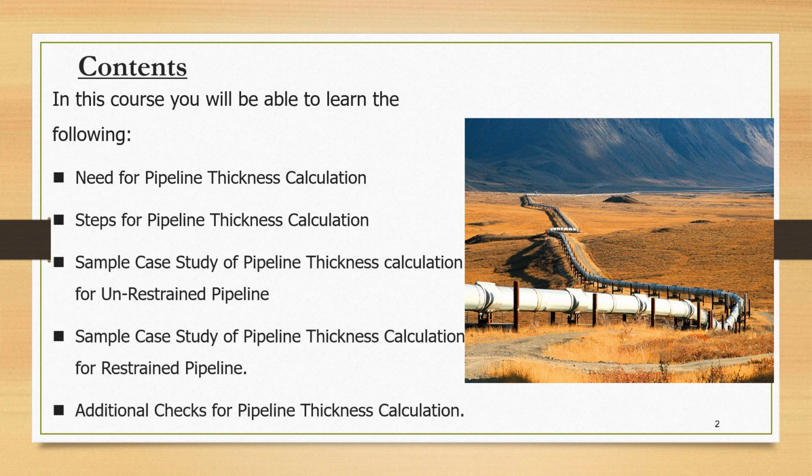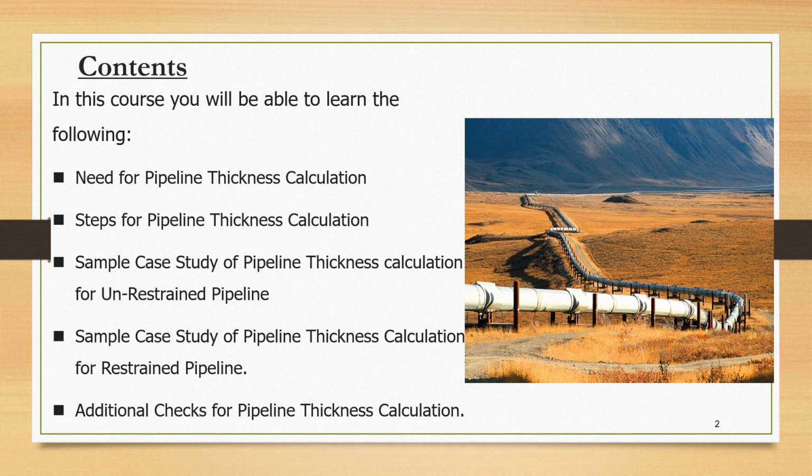So in this course you will be able to learn the following points. First is the need for pipeline thickness calculation. Means what is the reason that pipeline thickness calculation must be performed during the initial phase of any engineering project. Specifically, I can say, a pipeline engineering project where a pipeline is involved. It may be a gaseous system or liquid system or two-phase flow system. In all cases, we have to perform the pipeline thickness calculation.